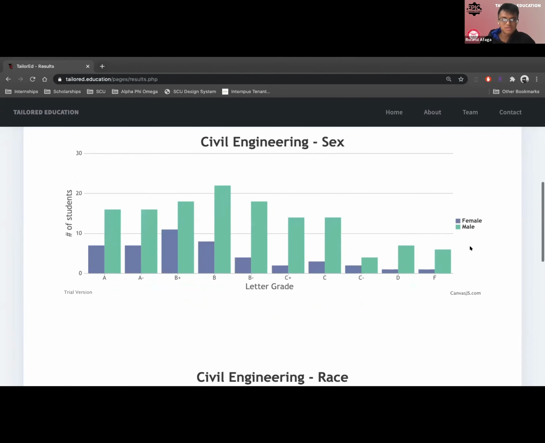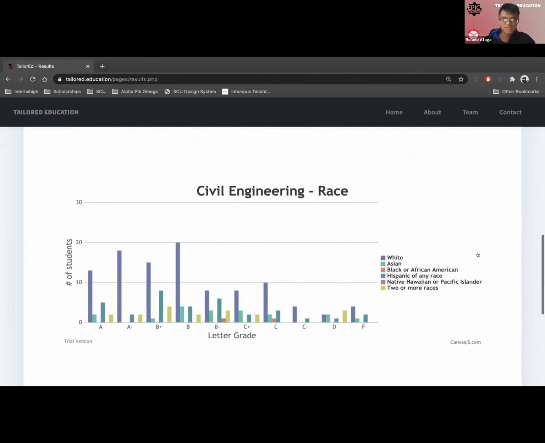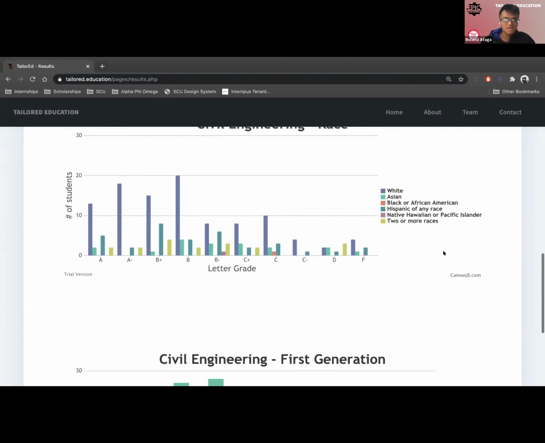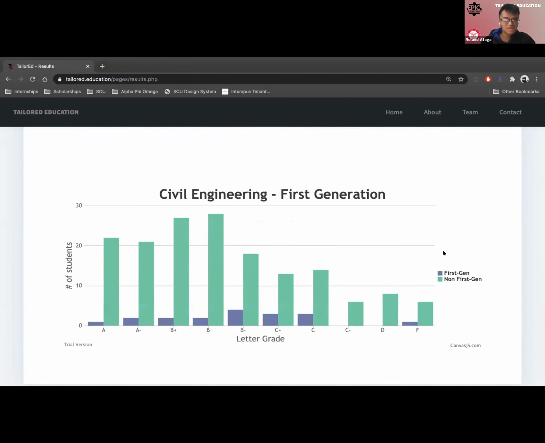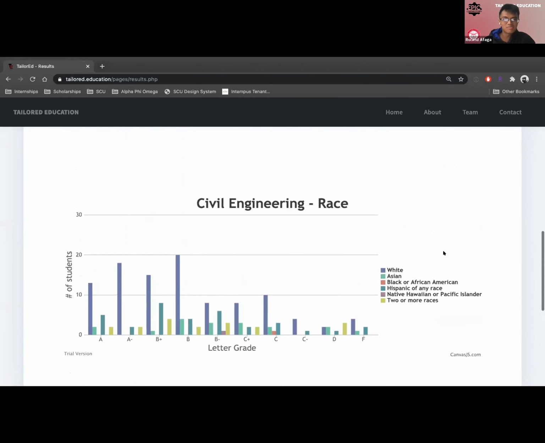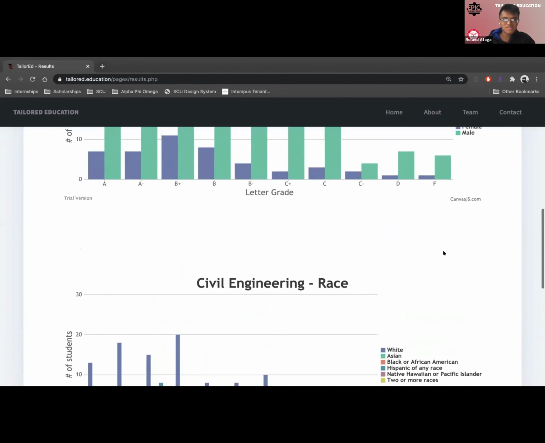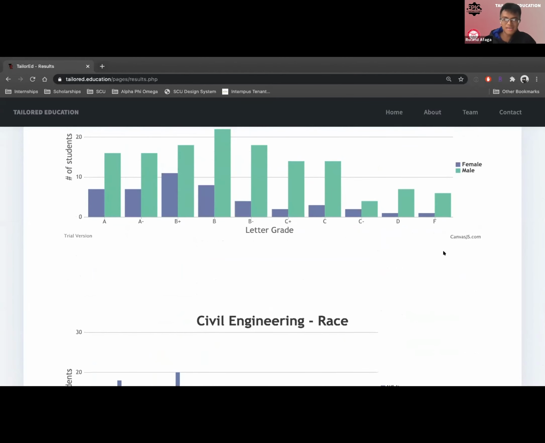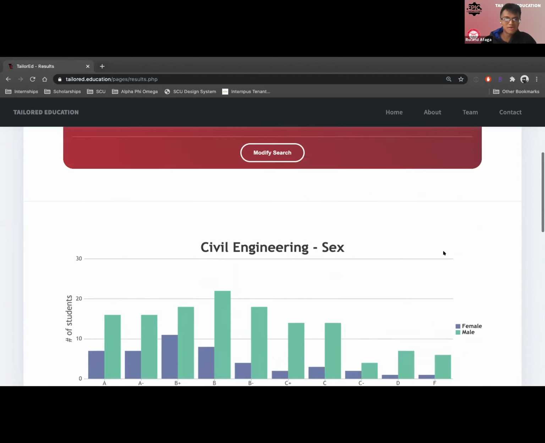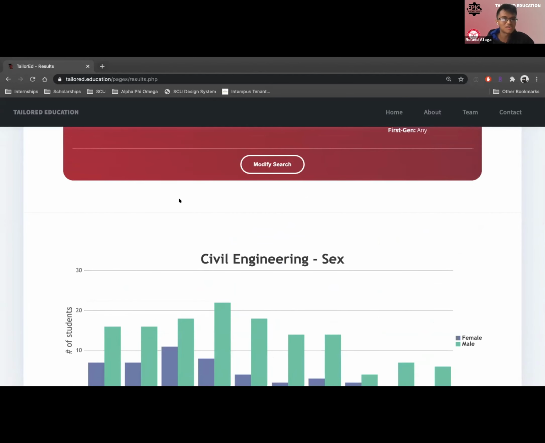So for sex, there's only two categories here, but for race, you have these multiple categories. In case you want to narrow it down, you can click on each of these just to hide which ones you want to see. And yeah, so this is currently what we have up now. Later, we do want to improve this so that we'll be able to access more data, and you'll be able to also get the predictions that Mika had been talking about earlier. So yeah.